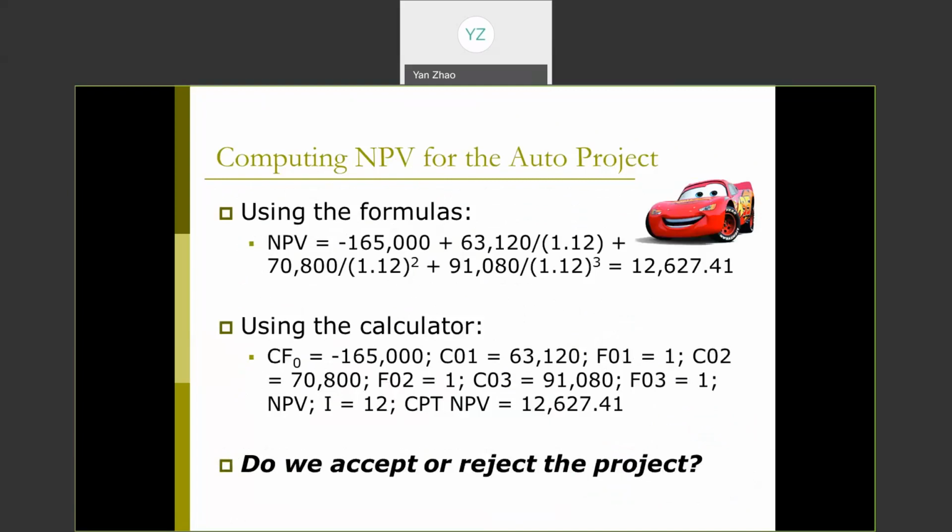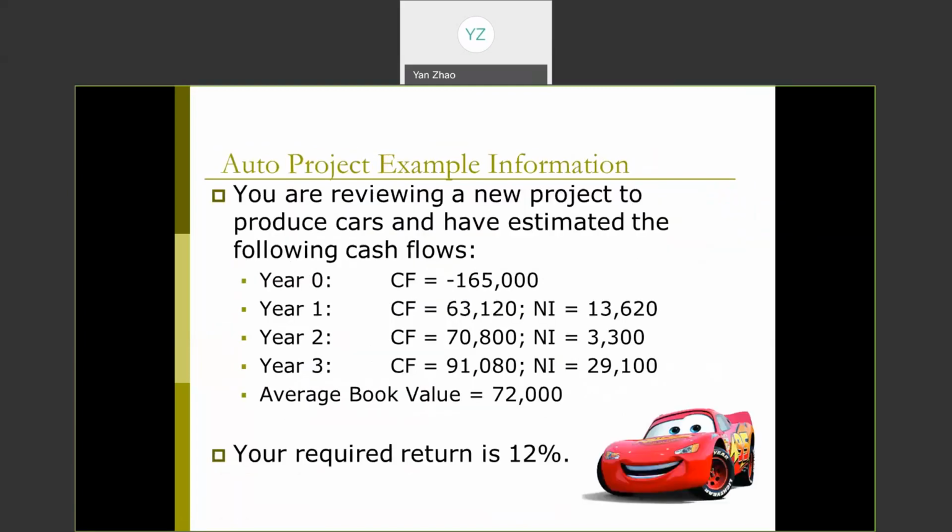Using the formulas, first of all, we calculate the net present value. Your initial investment is $165,000, which is a negative number because it's a cash outflow. And then we discount all the cash flows back at 12%. Here, I want you to pay attention. Look at what numbers we are using. We are using the cash flow numbers. We never ever use net income numbers directly from the income statements.